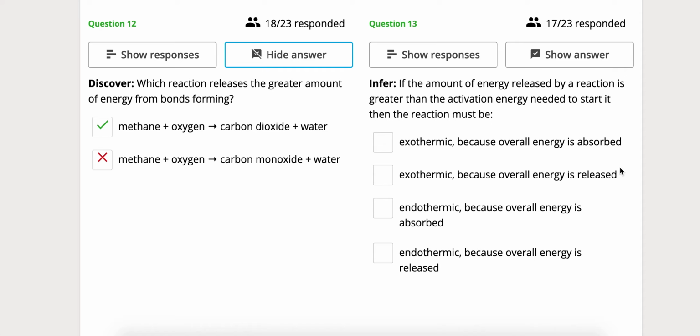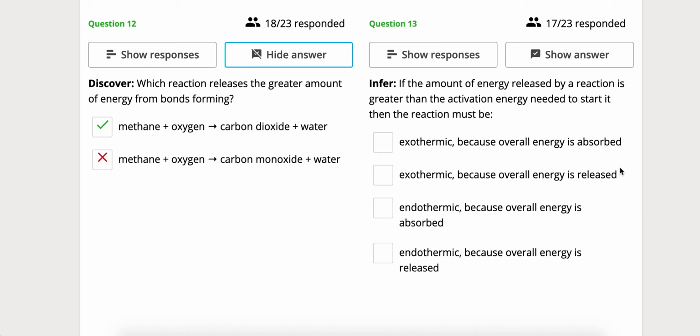For question 13, if the amount of energy released by a reaction is greater than the activation energy needed to start, then the reaction must be A, exothermic because overall energy is absorbed, B, exothermic because overall energy is released, C, endothermic because overall energy is absorbed, or D, endothermic because overall energy is released.